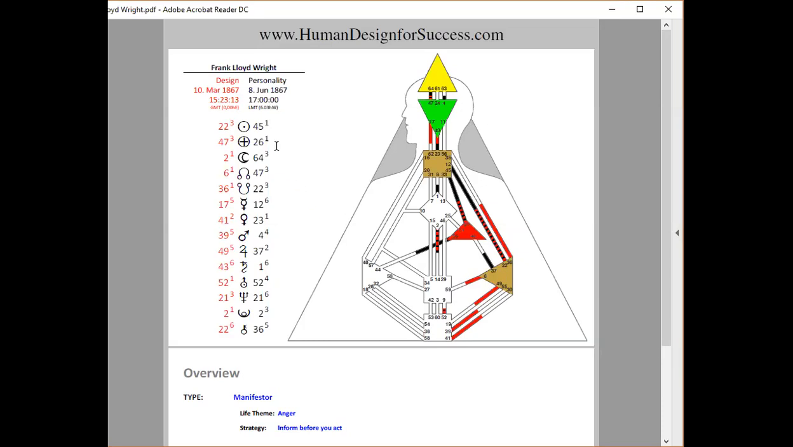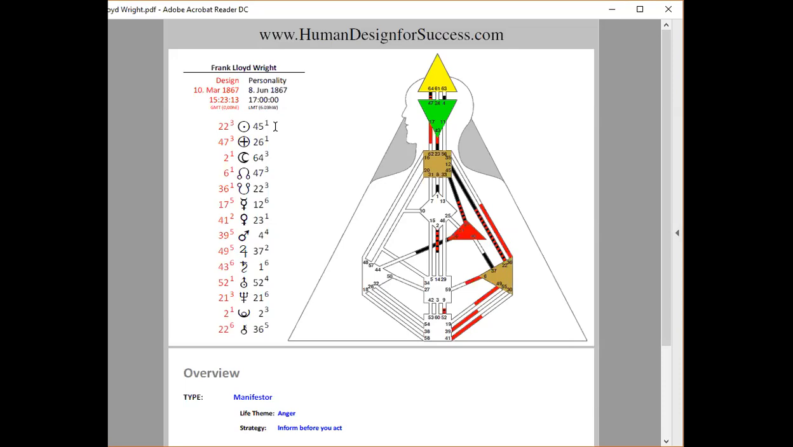The gate 26 meant that he could sell his ideas, and the gate 22 meant that he could be gracious as well as influential, with the 45, a natural leader when the mood is right. But he was quite moody and probably, hopefully, learned that when the mood was not right, he was better off staying home and not being out in public and interacting with people.